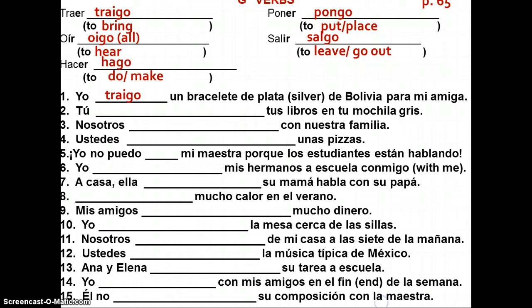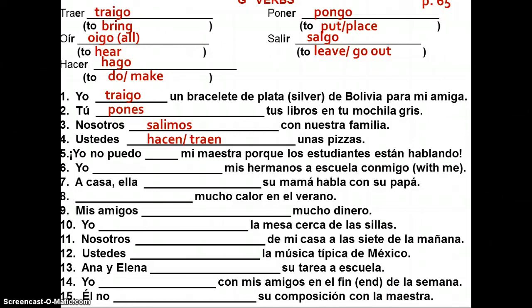Number 1, yo traigo un bracelete de plata de Bolivia para mi amiga. I bring a silver bracelet from Bolivia for my friend. 2, pones tus libros en tu mochila gris. You put your books in your gray backpack. Number 3, nosotros salimos con nuestra familia. We leave or go out with our family.